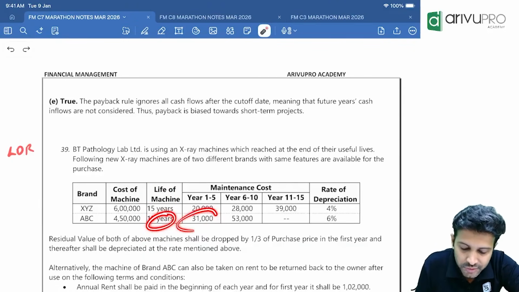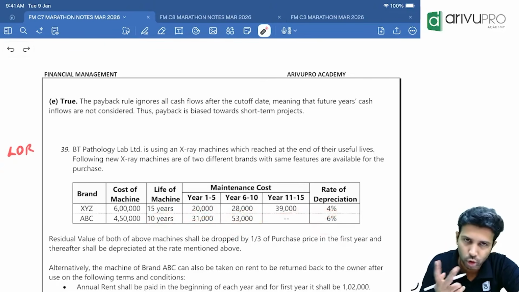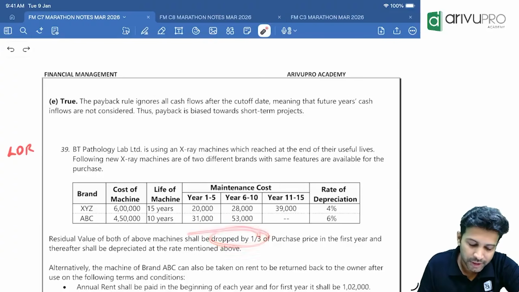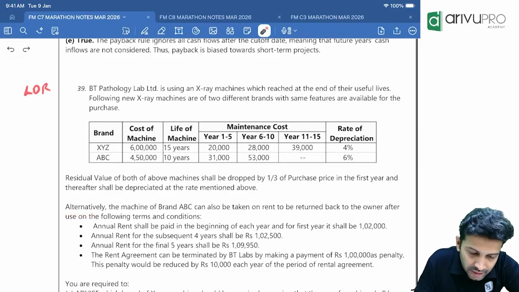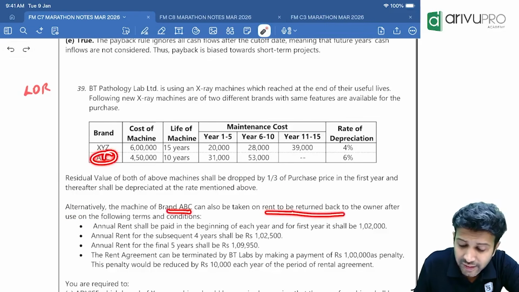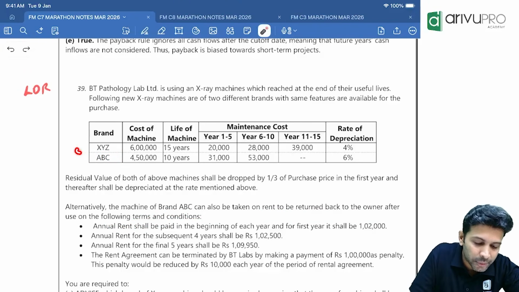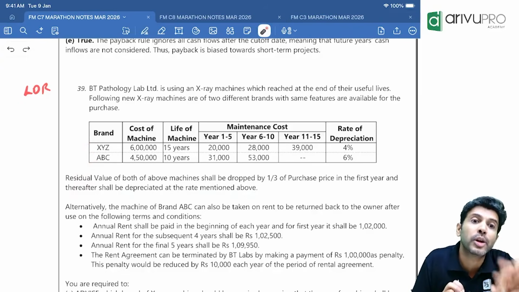Now 10 years, first 5 years 31, next 5 years 53, depreciation 6%. 2 options. They didn't leave it at that. Alternatively, one more option: the machinery of brand ABC can also be taken on rent and returned to the owner with the following condition. So how many options? 3. Either you can purchase XYZ, purchase ABC, or take ABC on rent. So 3 options you need to solve and suggest which one to go for.